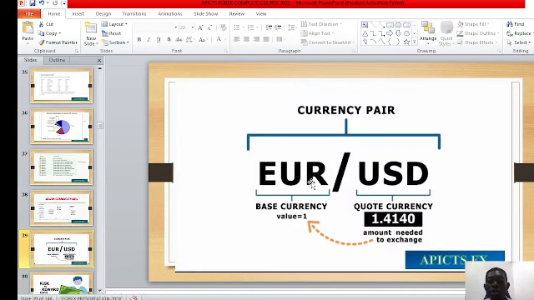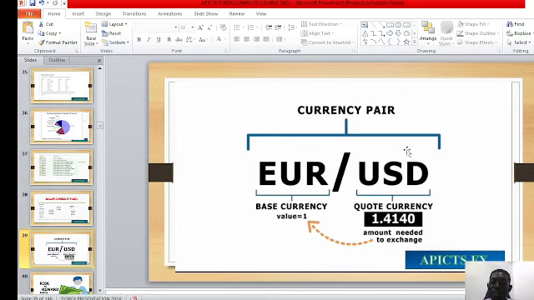The one on your left is called the base currency. The one on your right is called the quote currency. So we are using the one on the right to quote the one on your left. The emphasis is always on the one on your left.